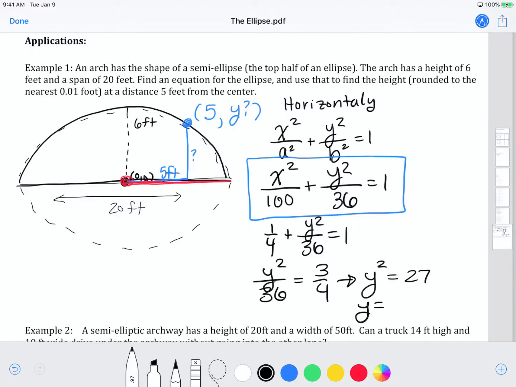So when I square root both sides, I get plus or minus the square root of 27. And because we're talking about distance here, we're not going to worry about the negative square root. We're only going to look at the positive. And when we put that in on the calculator, we're going to get approximately 5.20 feet when we round it to the nearest hundredth. So what this is telling me, if I come out from the center 5 feet this way, I'm going to come up, and that's going to be 5.2 feet in height. So my y value at that point would be 5.2.